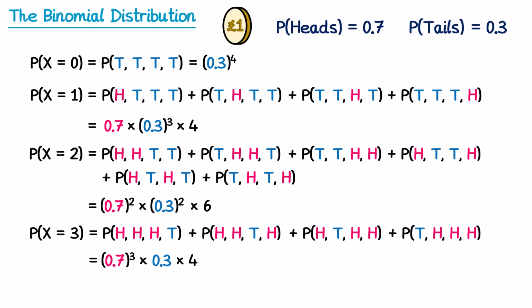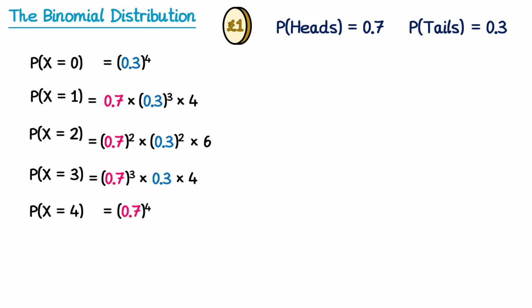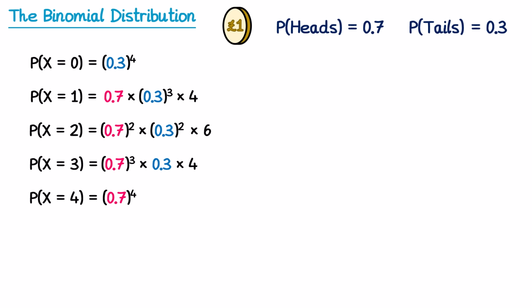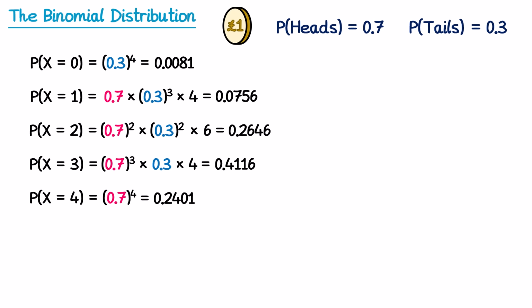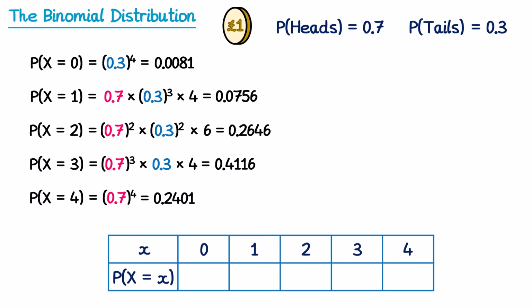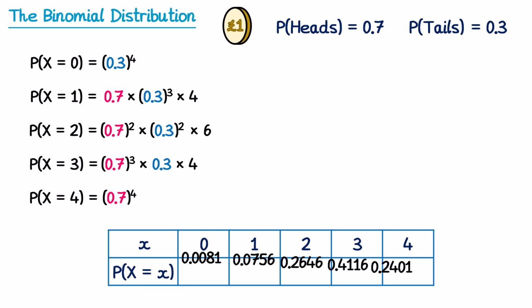And finally, for the probability that x is equal to 4, we would have heads each time, so it's heads, heads, heads, heads. So we'd have 0.7 multiplied a total of 4 times, which is 0.7 to the power 4. So the probabilities will just be the following. If you work these out on your calculator, you'll get these values here, which will allow us to complete the probability distribution that we started earlier.